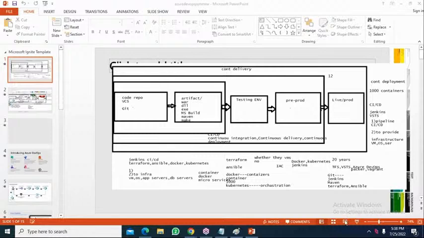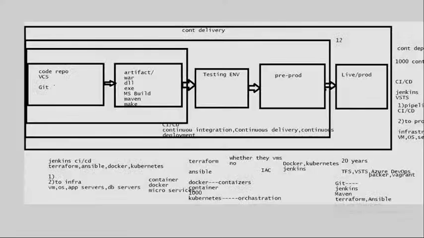So this is the flow we have just discussed. Here is the version control system, where the raw code is available. Here artifacts are created. Here code is tested. Here is our pre-prod environment. This is the actual live environment.